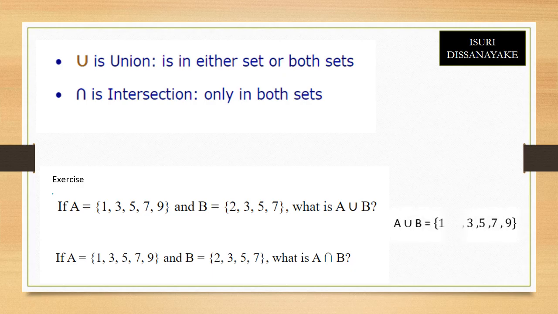Your answer is A union B, all the elements of A or B: 1, 2, 3, 5, 7, 9. A intersection B, that means the common elements of sets A and B: 3, 5 and 7. So it's clear.